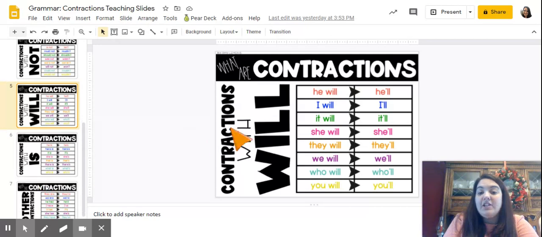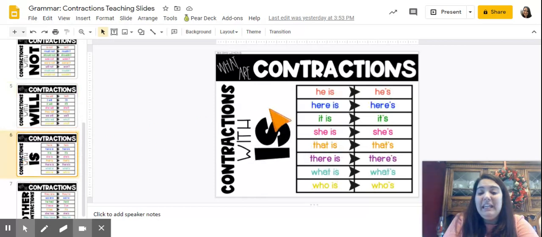These are some contractions we have with the word will. He will becomes he'll. I will becomes I'll. It will becomes it'll. She will becomes she'll. They will becomes they'll. We will becomes we'll. Who will becomes who'll. And you will becomes you'll. So all of these are just taking the two words and joining them together, making sure we put that apostrophe in place of some of those letters.